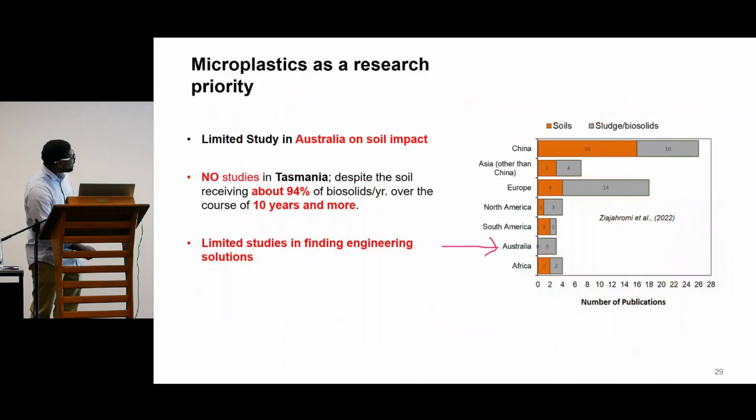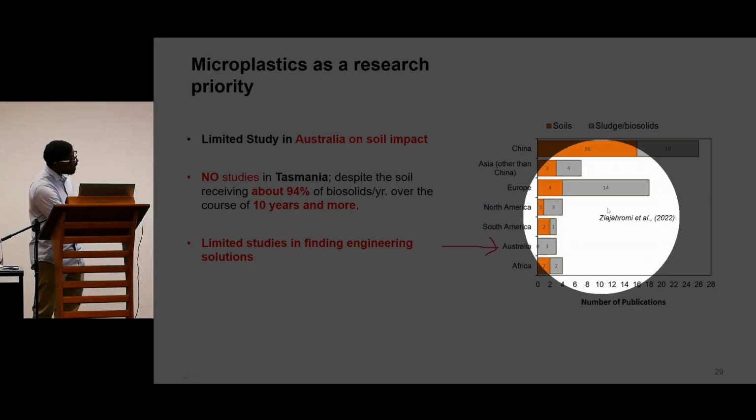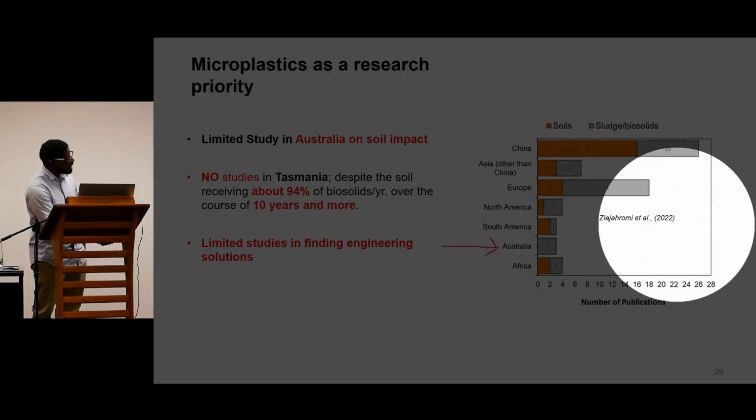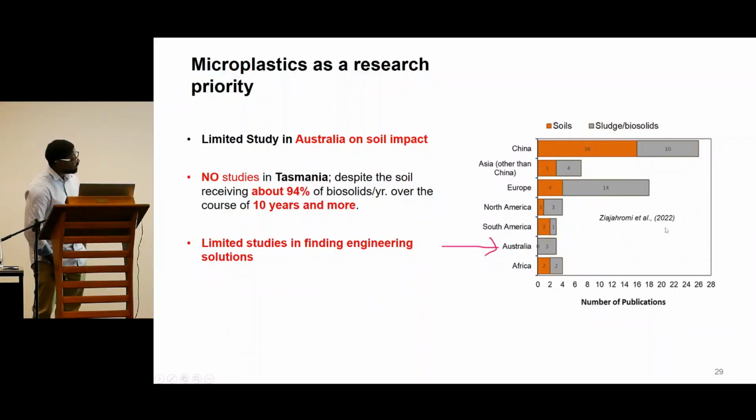So in Australia, regardless of these microplastics entering the agricultural soil, studies in this field are still limited. The impact of these microplastics in soil is not well studied. There's not a lot of research looking into this. And if you look at this diagram here, this is a study that was done in Australia, and the researcher wanted to know the research gap in terms of microplastic study.